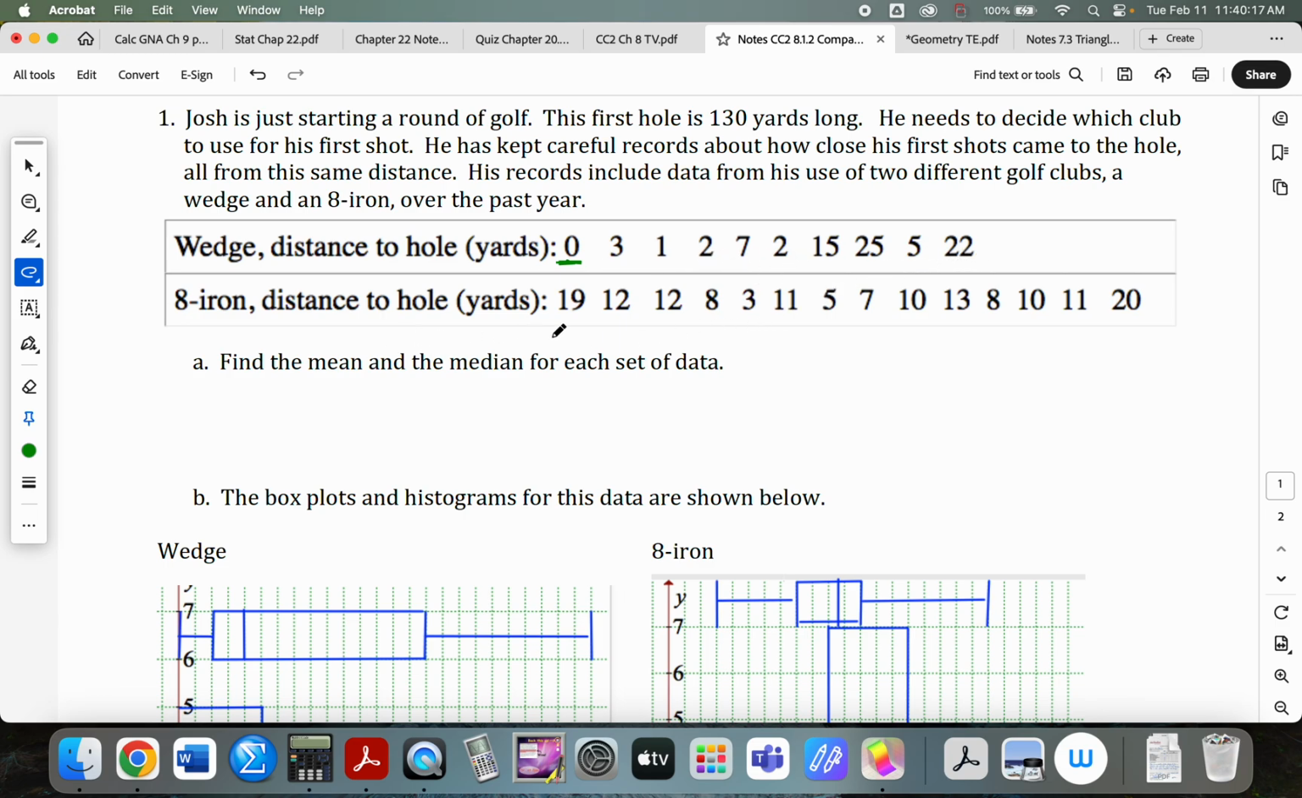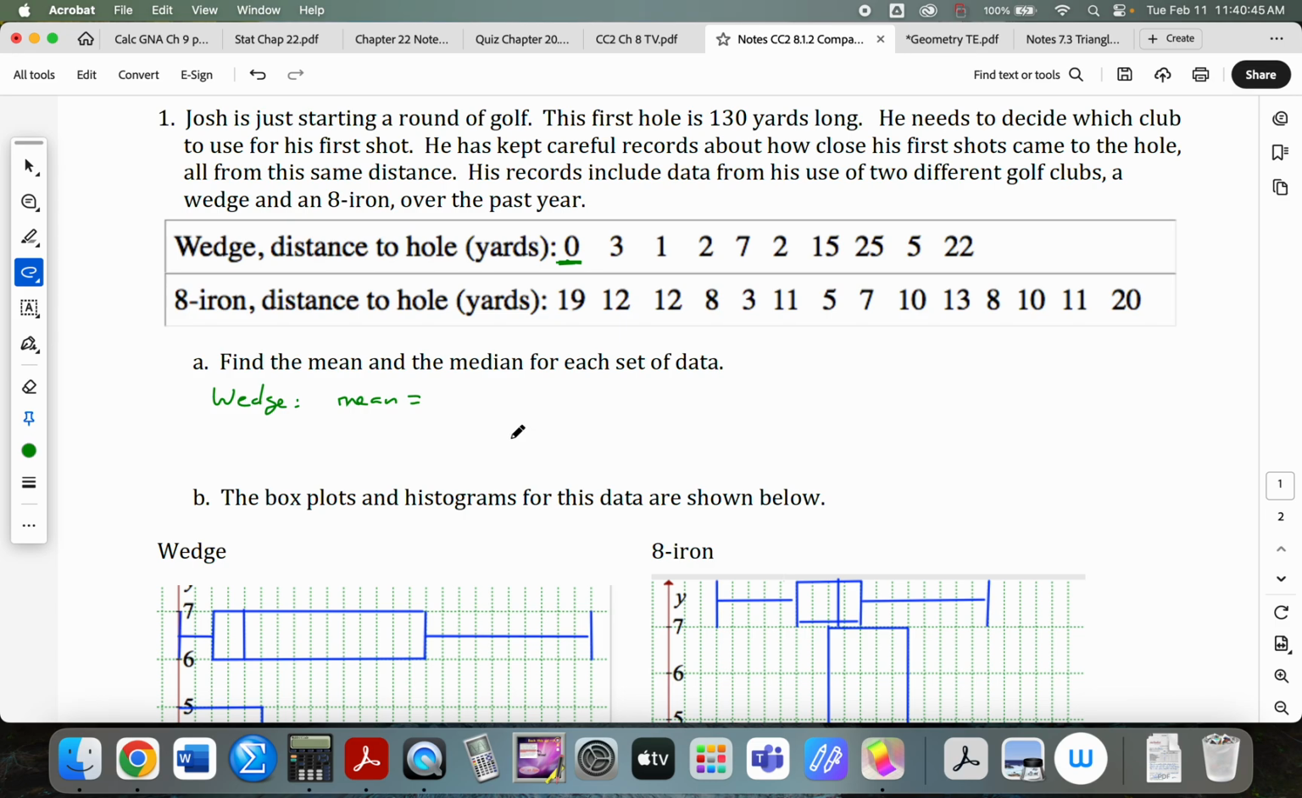And then with an 8-iron, he's used that more often and he's gotten the distance to the hole. All right. So the mean and the median, let's see if we have some agreement on this. So for the wedge, who's got the mean for us? 8.3 repeating. Do we have any agreement on that?